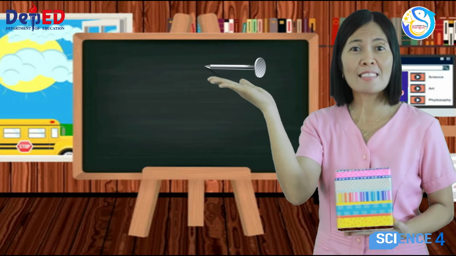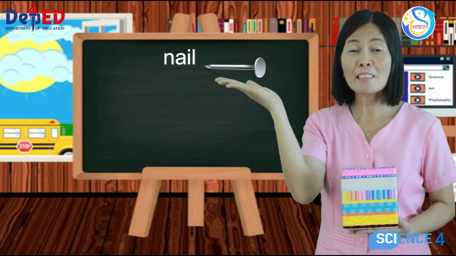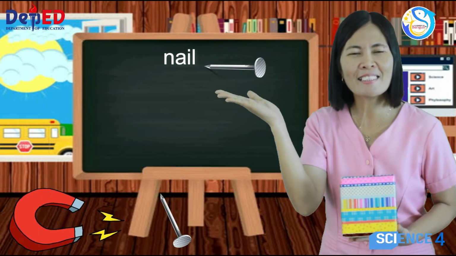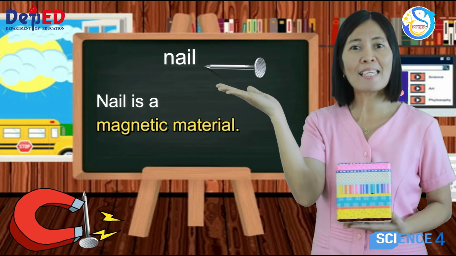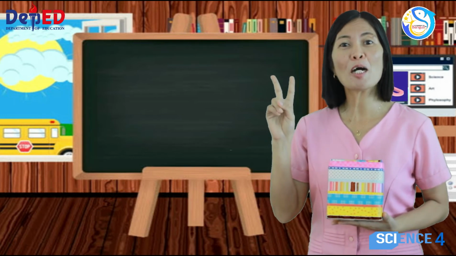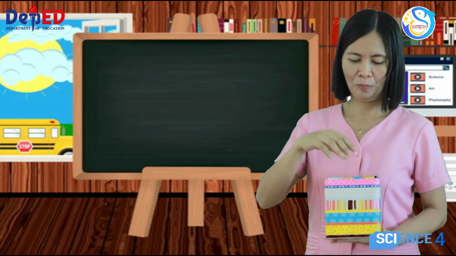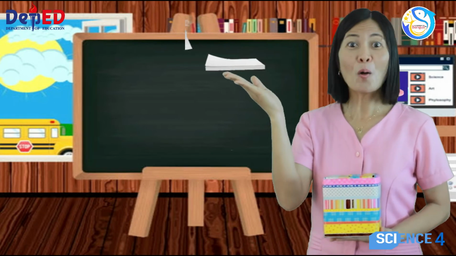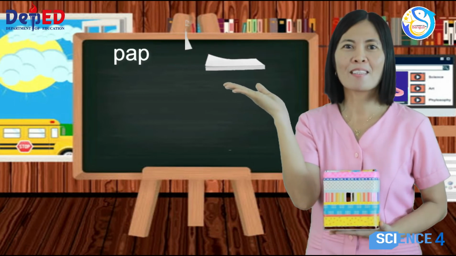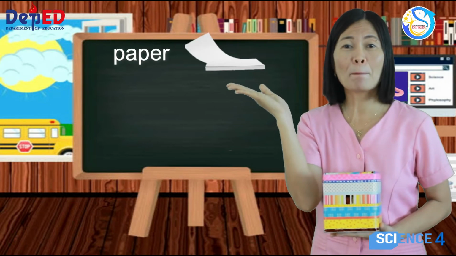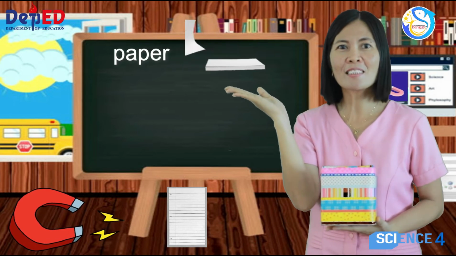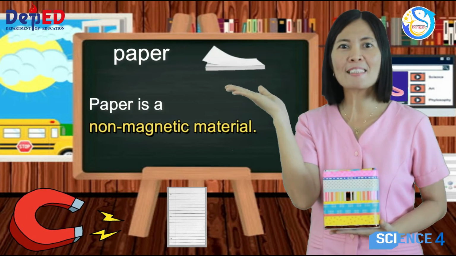You're right. It is a nail. Is nail a magnetic or non-magnetic material? You're right, kids! Nail is a magnetic material. Now let us get the second material in our mystery box. Oh, what is this? You're right. It is a paper. Is paper a magnetic or non-magnetic material? Great job, kids! Paper is a non-magnetic material.